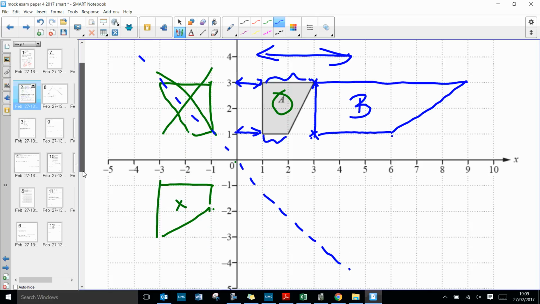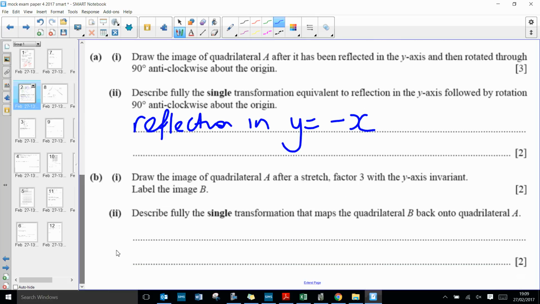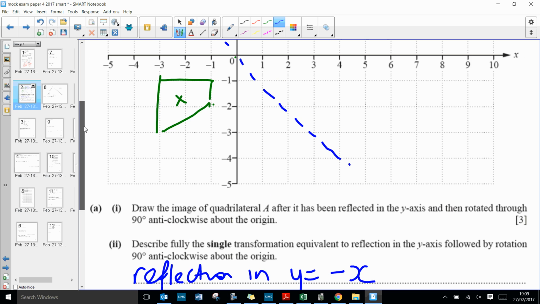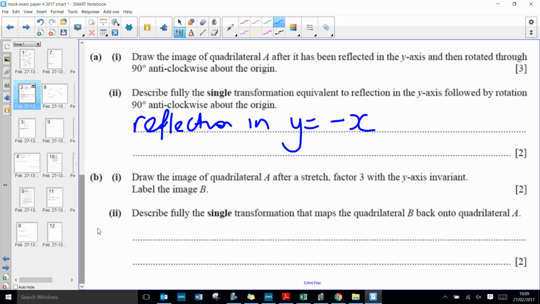And describe fully the single transformation that maps quadrilateral B back onto quadrilateral A. So that is a stretch, scale factor of 1/3 because it's the opposite of scale factor of 3, and y-axis invariant.